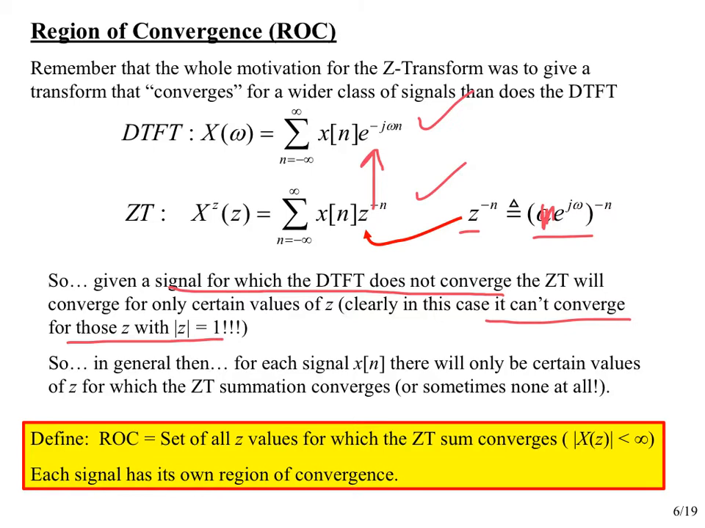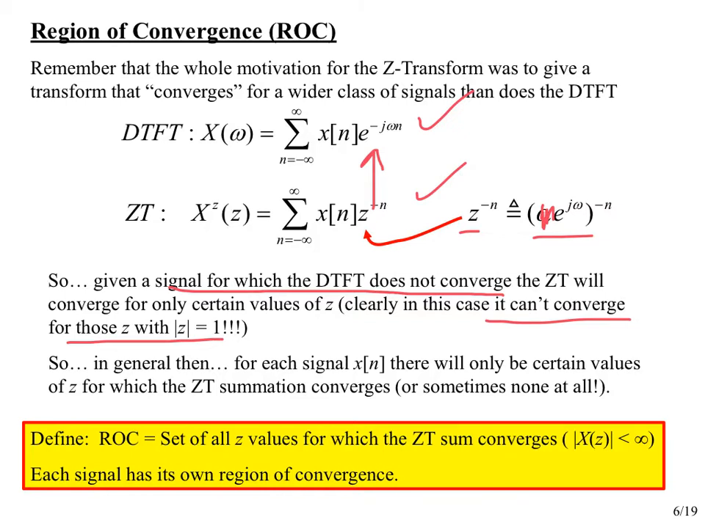Just remember, we talked about this in the signals and systems class. If we have the Z transform and we evaluate it on the unit circle, the result is the DTFT. And if the original DTFT does not converge, then the Z transform itself can't converge on the unit circle. So if we have such a signal, our Z transform will not converge on the unit circle, but hopefully there will be other values of z for which the Z transform summation does converge.